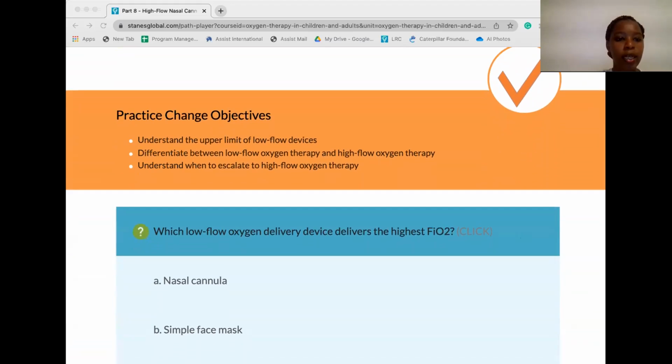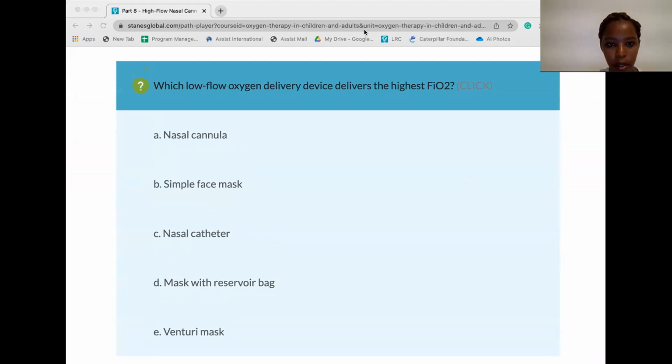We want to understand the upper limits of the low flow devices, differentiate between low flow oxygen therapy and high flow, and understand when to escalate. So from the questions: which low flow oxygen delivery devices deliver the highest FiO2? Maybe you can put the answers in the chat box.